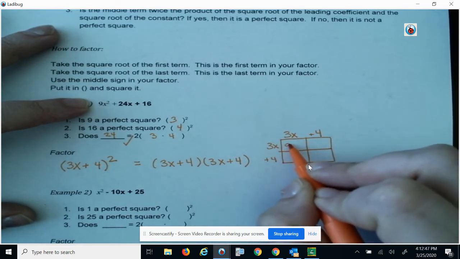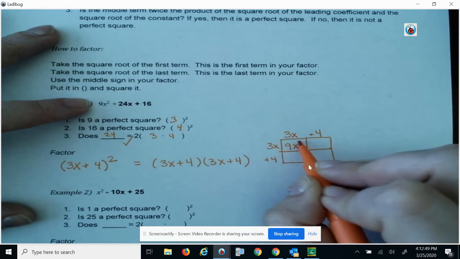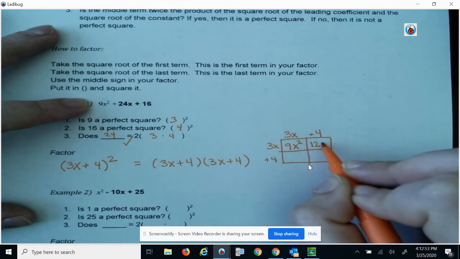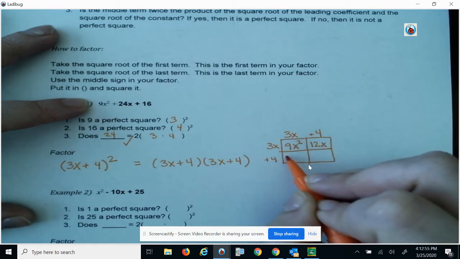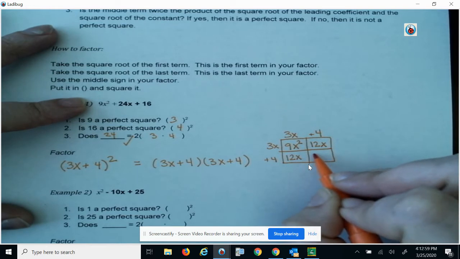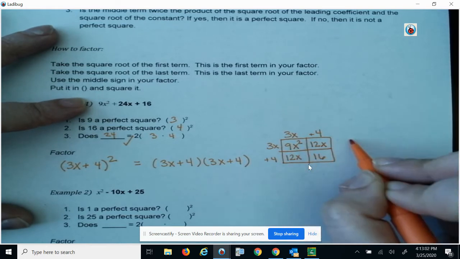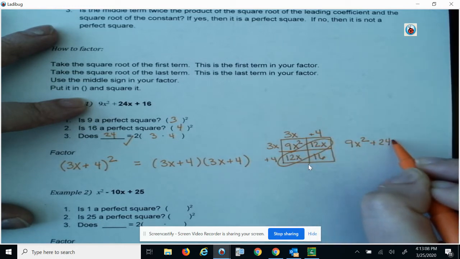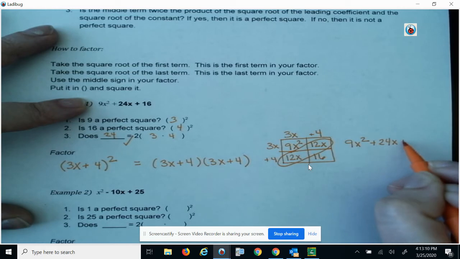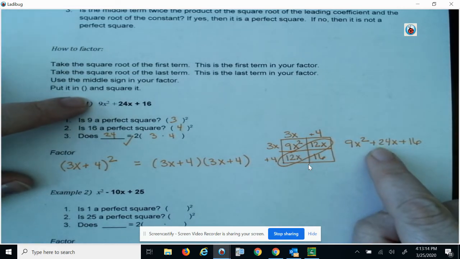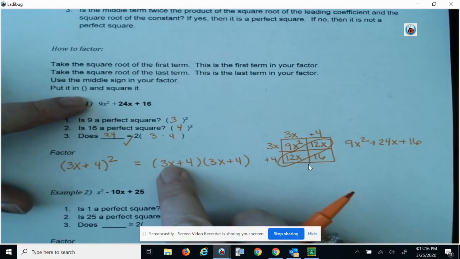3 times 3 is 9. There's 2 x's. 4 times 3 is 12. There's 1 x here. 3 times 4 is 12. There's 1 x. 4 times 4 is 16. Bring out the 9x squared. Combine our like terms, we get 24x. And then bring out our positive 16. As you can see, our answers match. So this is correct.